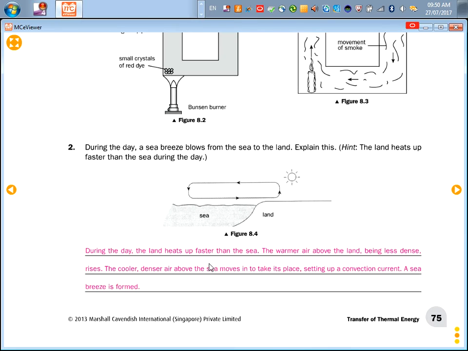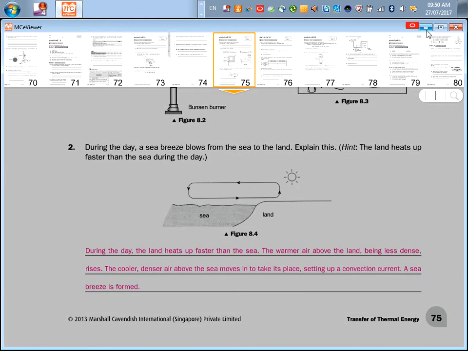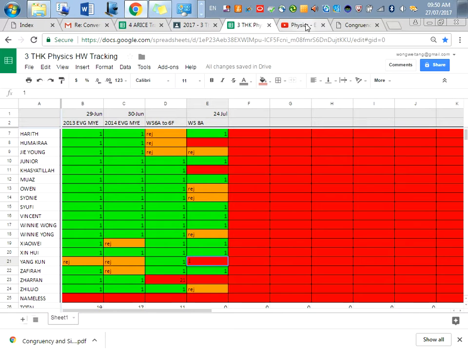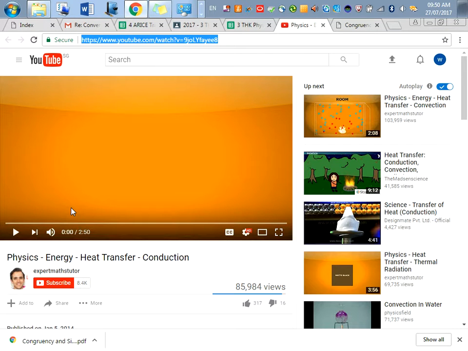Oh, okay. So that's all for convection. Now, yesterday I said that I want to show you the simulation, right? So over here. Now we go back to conduction because yesterday I wanted to show you how the particles move in metals versus non-metals. Okay, let's take a look at this video.